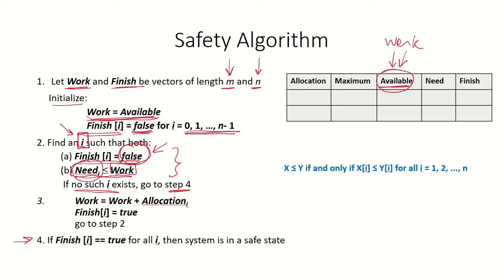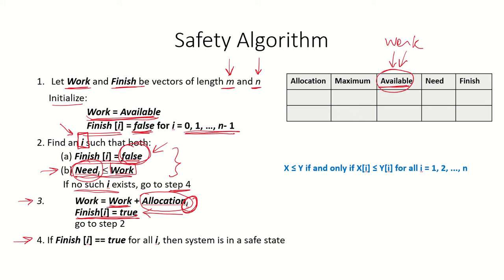Else, we will come here and allocate the resources to the process because its need was less than work, and we assume that the resources were allocated and now the process has executed. If the process has executed, that means its finish will become true, and if it has finished its execution, it will release its resources. So whatever resources were allocated to this particular process will be released.